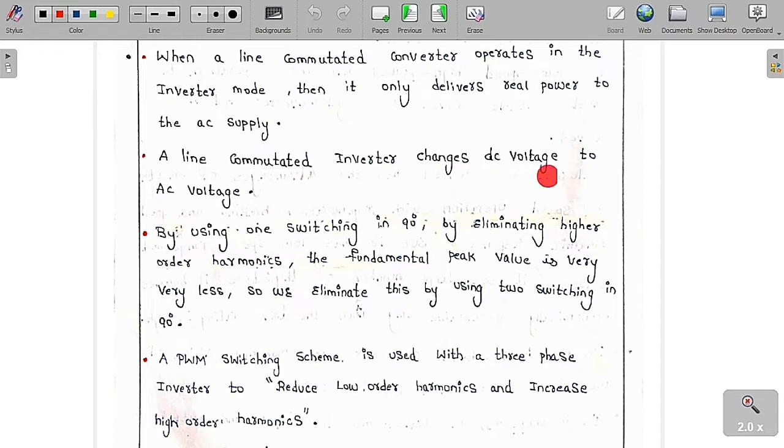A line commutated inverter changes DC voltage to AC voltage. Whenever a fully controlled converter operates as an inverter, it converts DC voltage to AC voltage.